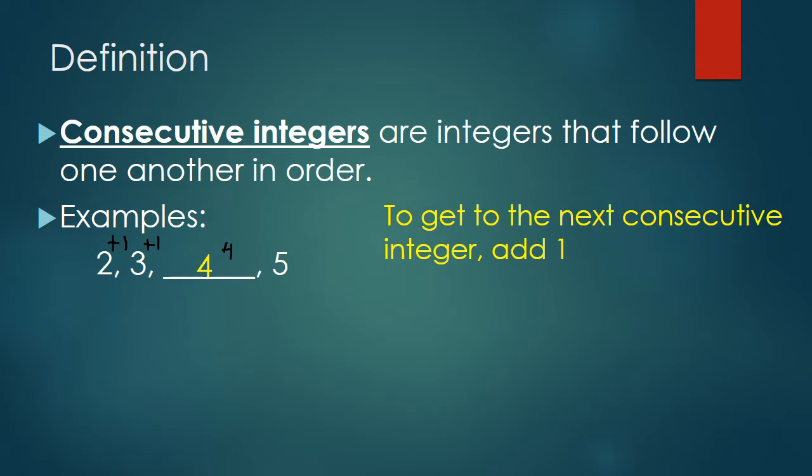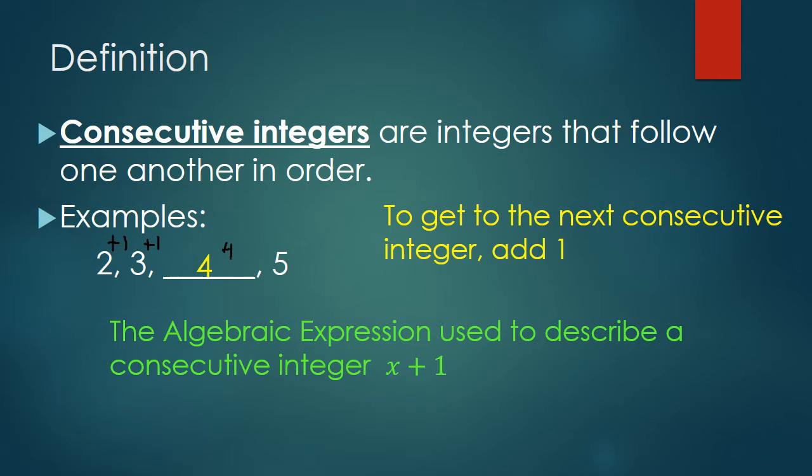So in my equations, every time I have to express or describe a consecutive integer, I'm going to put x plus 1. And x can be any number. It doesn't matter what number it is. As long as I add 1 to it, I'm going to be able to get to that consecutive integer.